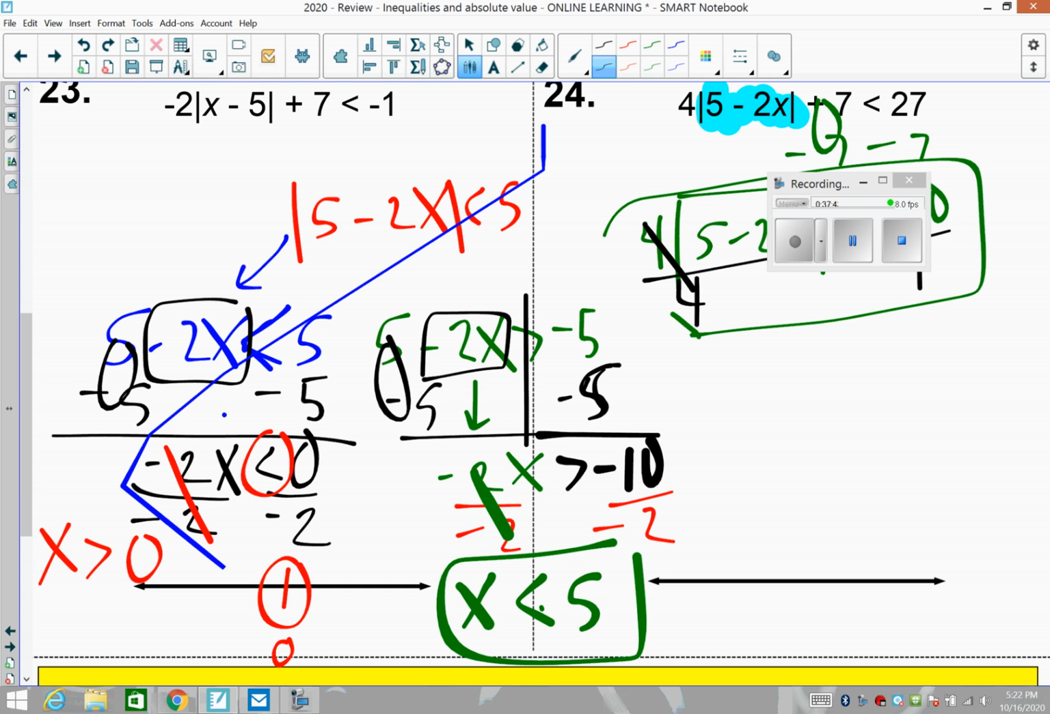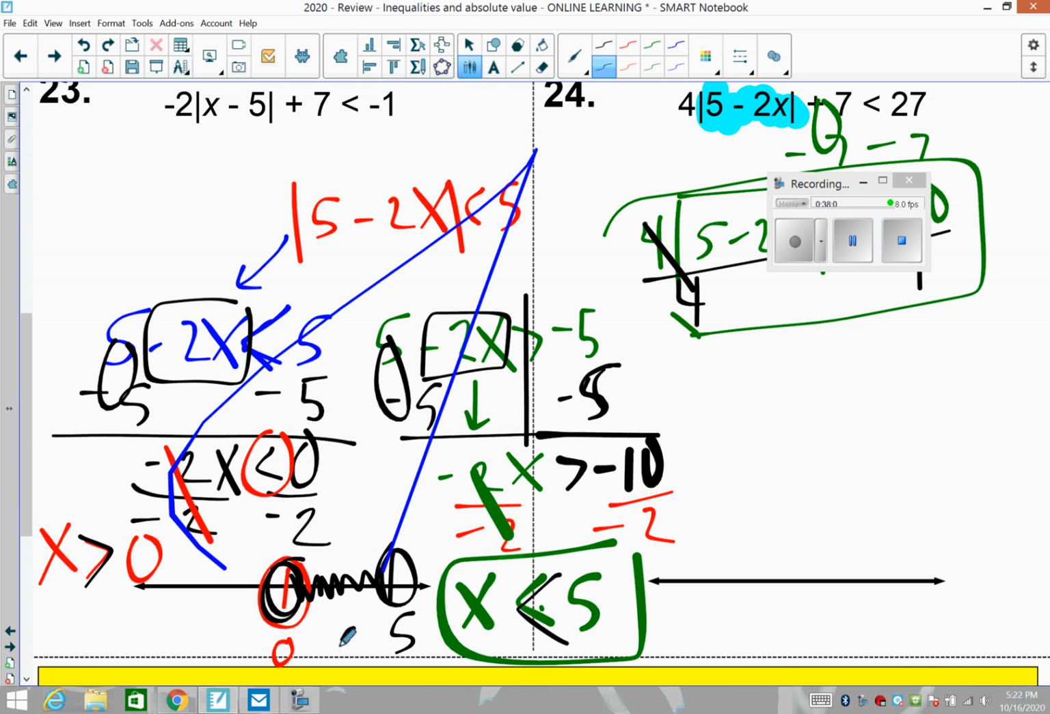So if we go back to our graph here, we have an open circle at 0. We have an open circle at 5. We're talking about all the values that are greater than 0 and all the values that are less than 5. So we're shading in between there. Open at 0, open at 5, shading in between those. So that means x lives somewhere in between here. So that was question 24. I just had to move it kind of into that space.